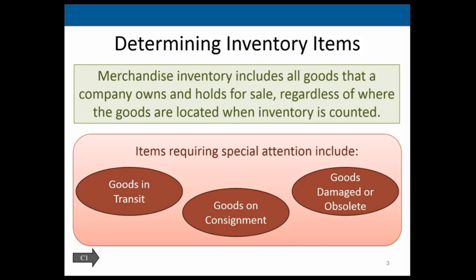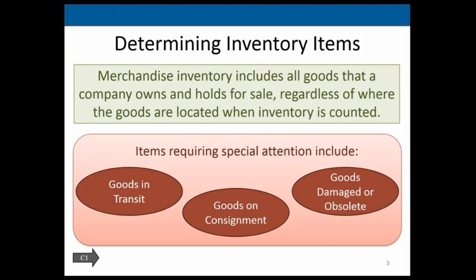If we own the inventory, we need to count it in inventory, even if it's not in its traditional location. Those are some of the items that we need to take a look at and pay special attention to. One is goods in transit. We'll talk about what happens when we're buying inventory from, say, a vendor and it's on the way to us. Is it included in our inventory? It's not in our warehouse yet. We'll talk about that.